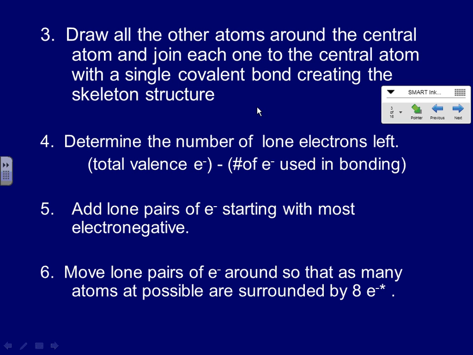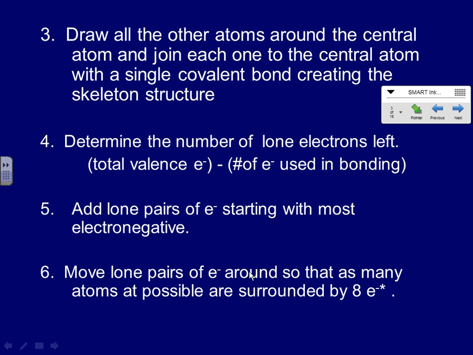Once we make our skeleton structure with single bonds, we subtract off from the total how many electrons we used in bonding, and then if we have any lone pairs, we add them starting with the most electronegative, which are the atoms on the outside.